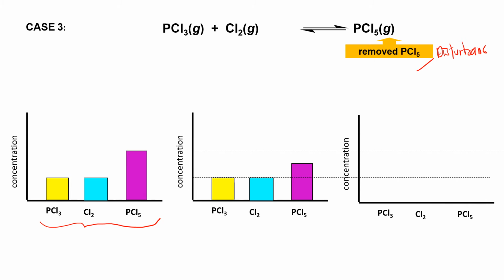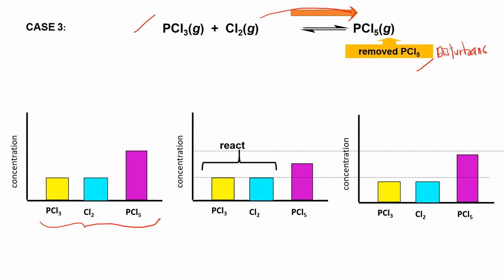How do you increase PCl5? You must produce PCl5. In this system, how do you produce PCl5? The system must shift to the right side to produce PCl5. That means PCl3 will react with Cl2 to produce PCl5. So in the end, the concentration of PCl5 will increase, and PCl3 and Cl2 will decrease. So the system will shift to the right.